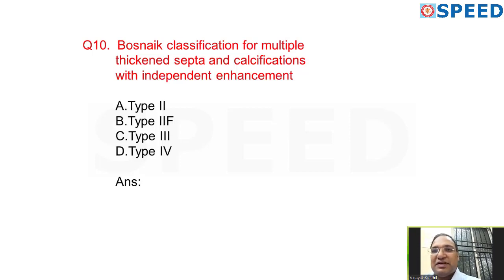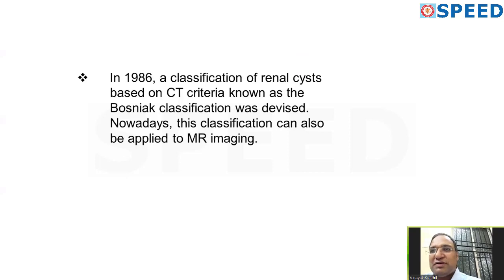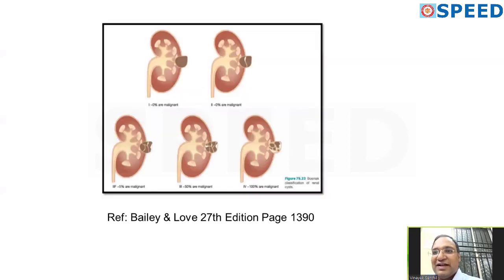Excellent option. Answer is D, type 4. This is a straight question from Bailey with a picture. I want you to recollect this picture when we discuss this. Independent of the cyst wall, calcification, maximal thickening, high risk of malignancy, type 4. Type 1, type 2, type 2F, type 3, and type 4.